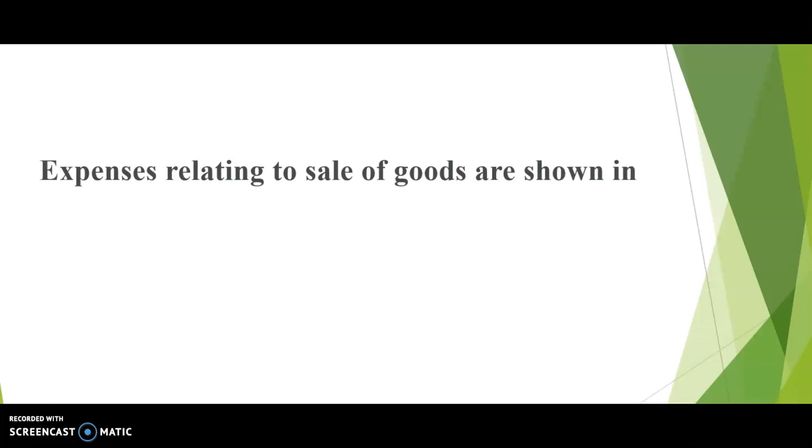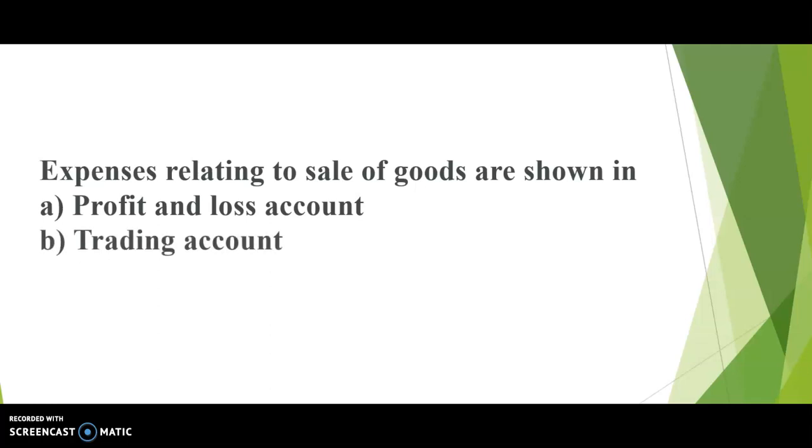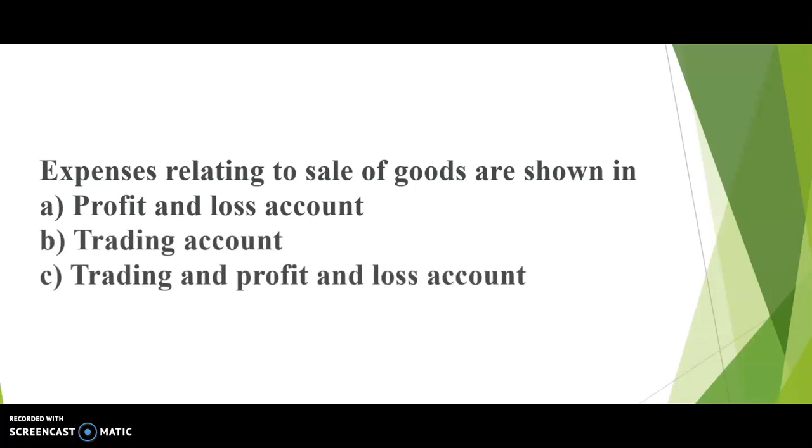Expenses relating to sale of goods are shown in: A, profit and loss account, B, trading account, C, trading and profit and loss account, and D, balance sheet. Expenses related to sale of goods are indirect expenses, and all indirect expenses are shown in the profit and loss account. So the correct option for this question is profit and loss account.